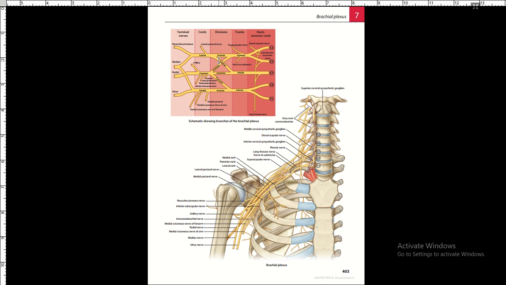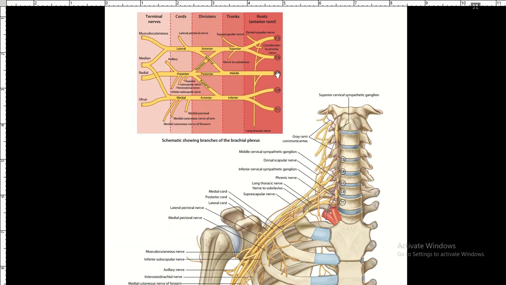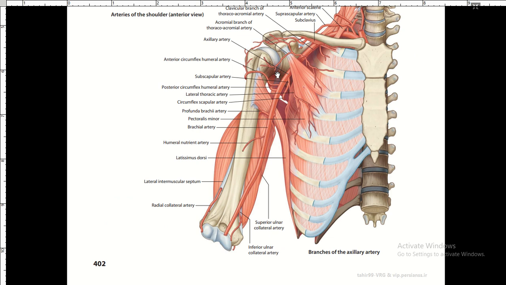All the motor function can be tested by the movement of the thumb. So if you want to test the motor functions of the brachial plexus, they can all be tested by the movement of the thumb. Right, so let us get into it. Let me zoom a little bit right here.